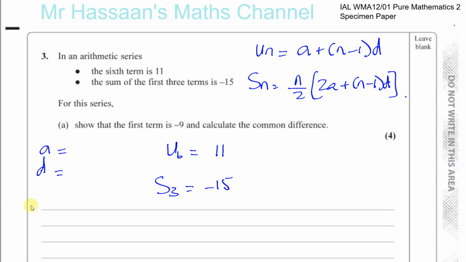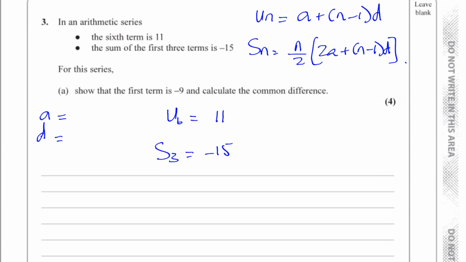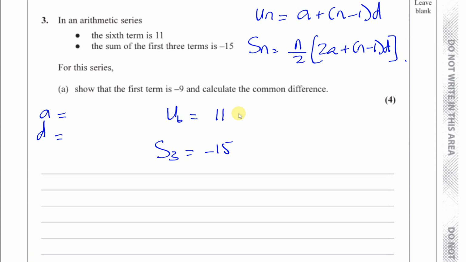So for the first part of the question, when n equals 6, then u6 is equal to 11, and this is when n equals 3. Let's take the first part of the information. We know that a plus 6 minus 1, which is 5, so it's a plus 5d, is equal to 11. So that's one equation.